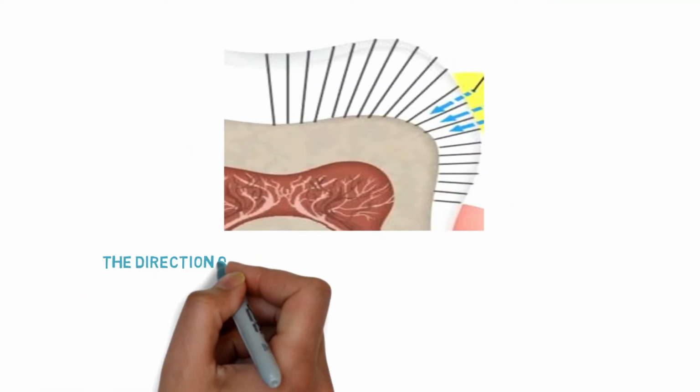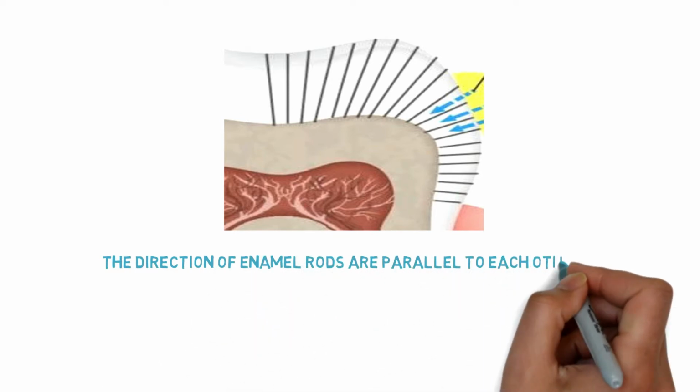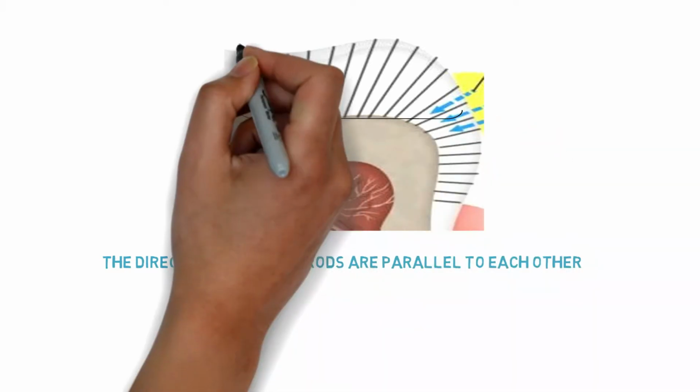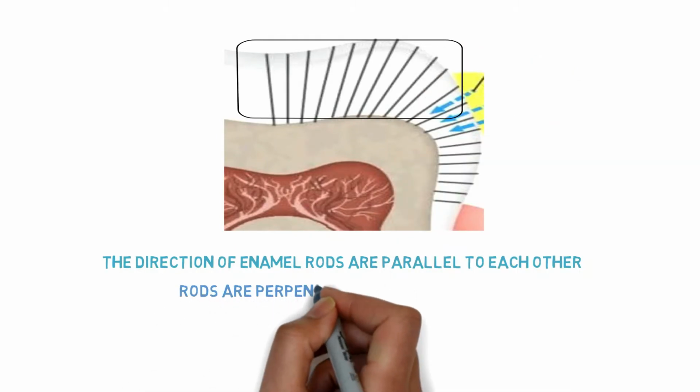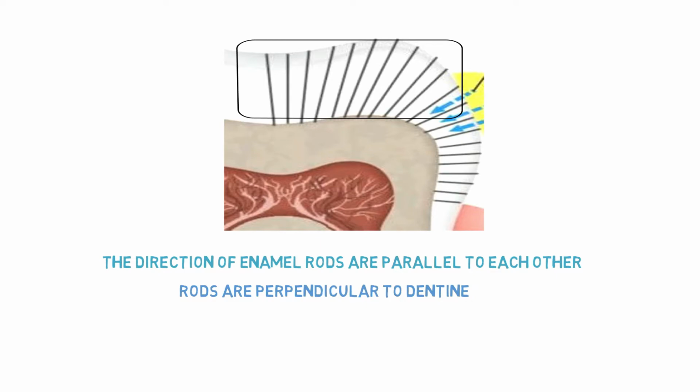The enamel rods are parallel to each other, while the enamel rods are perpendicular to the dentine, as shown above.